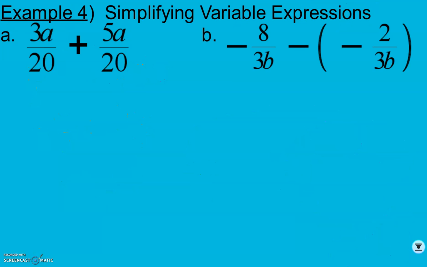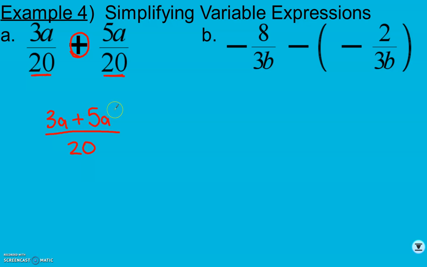In example 4, we are simplifying variable expressions. So these we're going to work the same way. We have a common denominator and we're adding. So we can go ahead and keep our denominator, add our numerators. So 3a plus 5a.